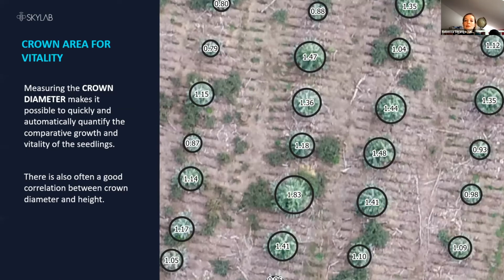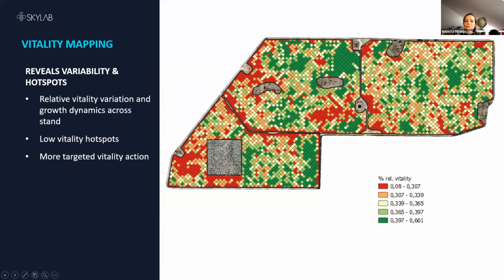Measuring the crown diameter is something else that we do as a way of measuring the relative vitality across the stand, because of course at this point the seedlings are not competing for space. So generally speaking, the crown diameter is a very good indication of the vitality of those seedlings. And a lot of our customers have actually reported finding a good correlation between crown diameter and height. And that's what the results of that look like as a grid cell map again. So you can see across the stand the variation in vitality and growth dynamics.